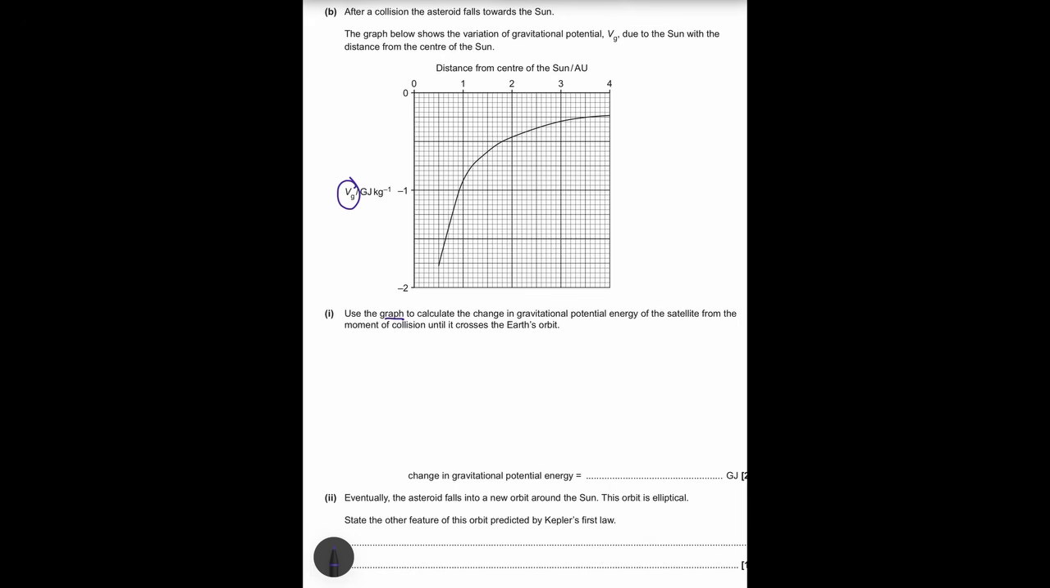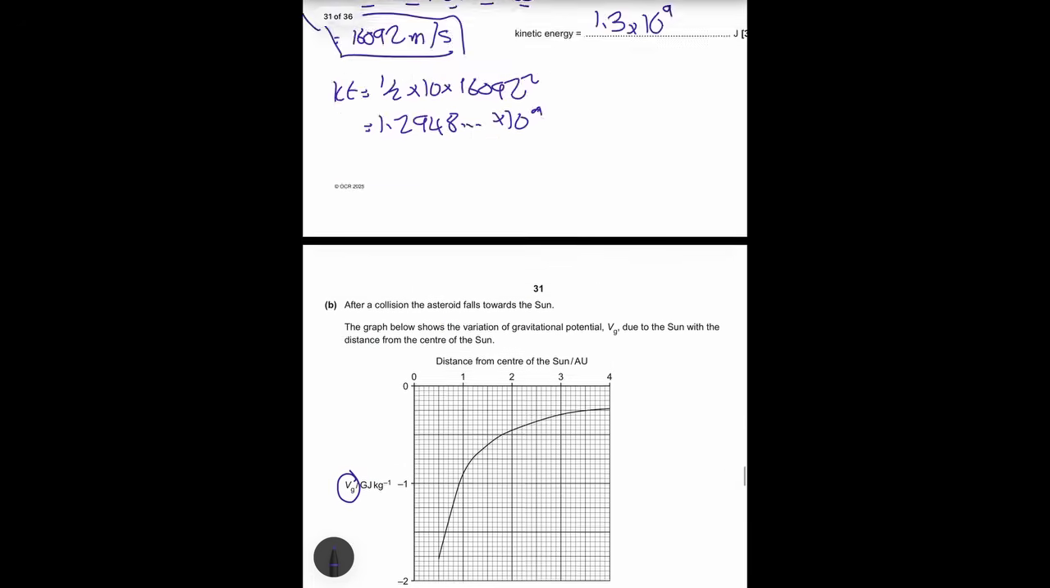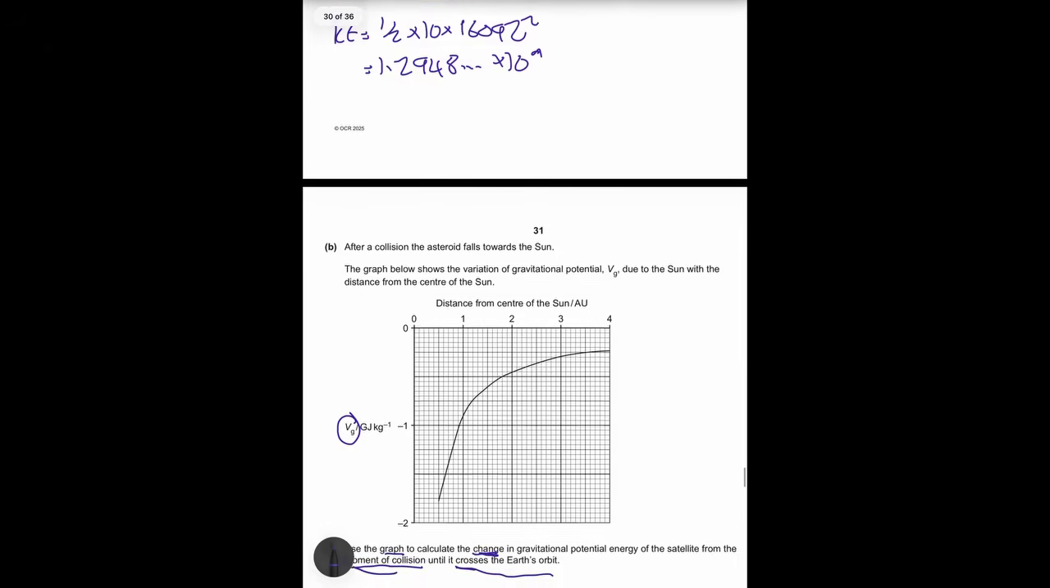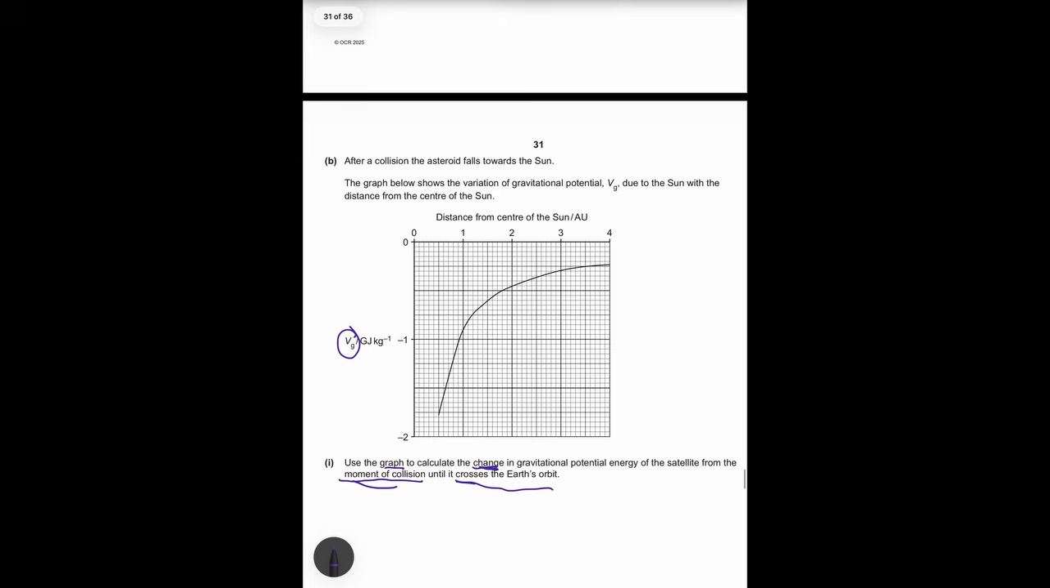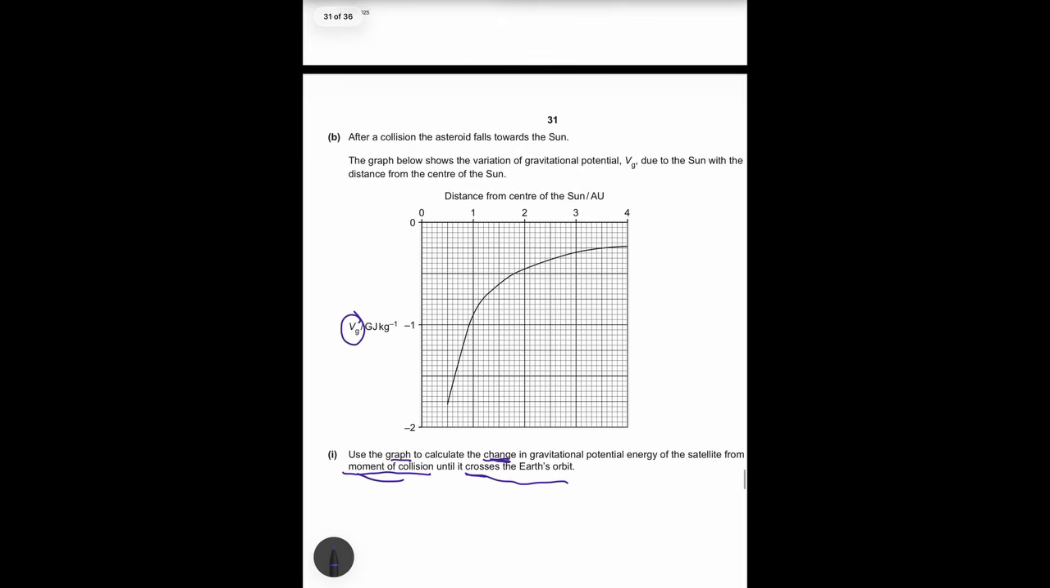Okay, so let's have a look. I know I'm going to have to take a reading from the graph. And it says from the moment of collision until it crosses Earth's orbit. So I can see the change in whatever. Change is always going to be telling me something take away something else. And these are my two situations, the moment of collision until it crosses Earth's orbit. Well, what's the moment of collision? I've got earlier that it was orbiting around at 3.5 AU. So if it was orbiting around at 3.5 AU, I know that's where it was to begin with.